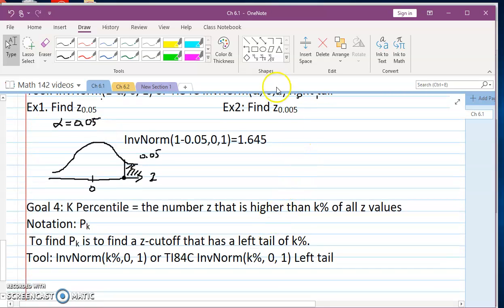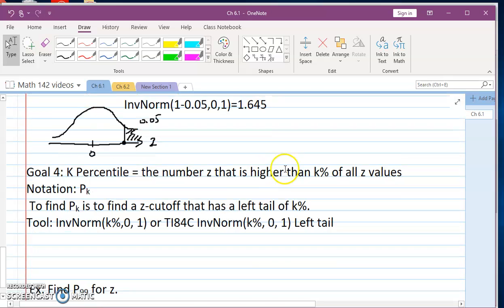So if I want to find z 0.005, I do the same thing, just that my right area is 0.005. This just shows that you can actually select whatever alpha that you want. This alpha is really low.